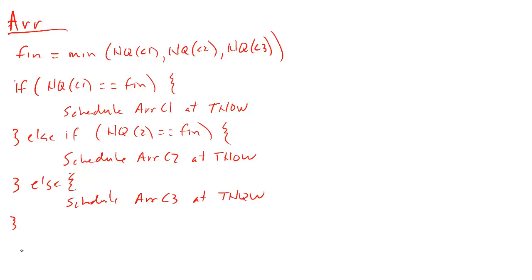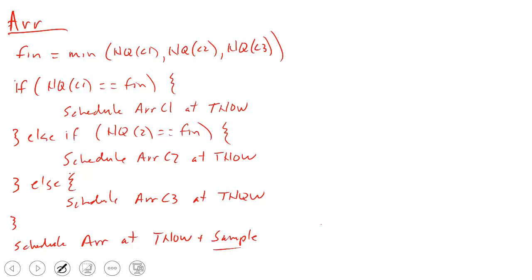The last thing we'll do here is we'll generate our next arrival. So schedule ARR at T now plus sample, where sample is pulling the next inter-arrival time, whether it's pulling it from a table if you have static information or generating it using a random distribution. And so that is the logic for our arrival event, and you can see that we have encoded picking the minimum length line and defaulting to C1 if they're all equal, C2 if C2 and C3 are equal. Of course, we could change that logic if we wanted, but let's just go with this for now.